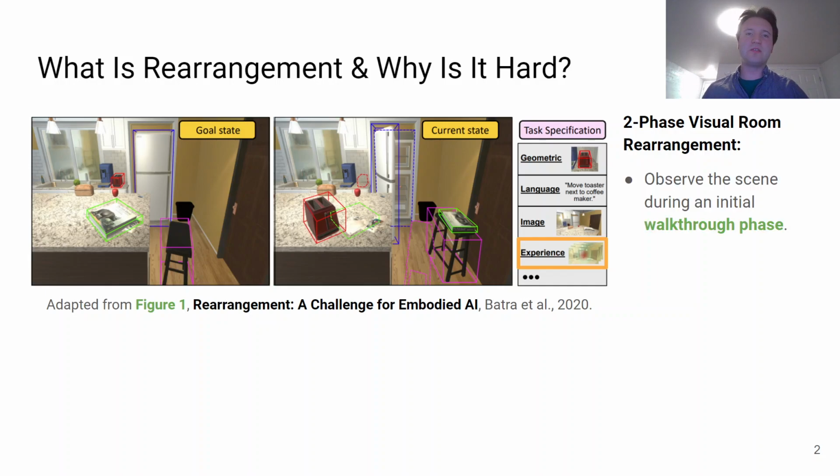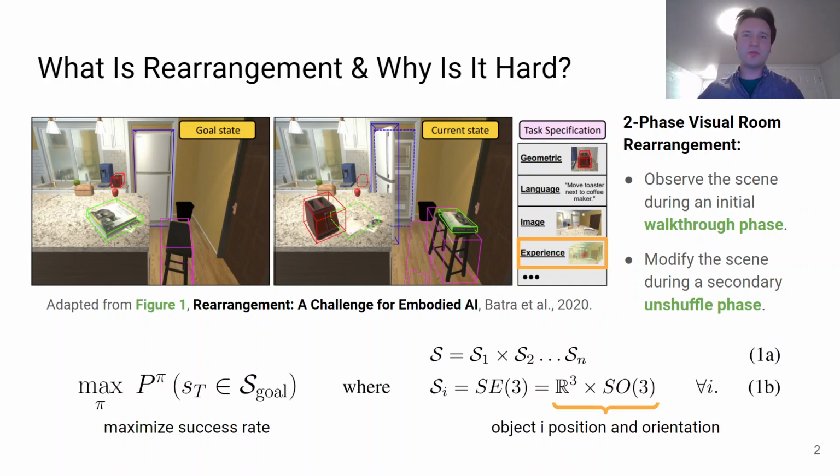scene in its goal state during an initial walkthrough phase, and the agent is then placed in a new scene where up to 5 objects are moved, and the agent should modify the scene to match the goal state observed during the walkthrough phase. The agent's goal during this secondary phase is to maximize its success rate, defined as the success rate that the agent successfully rearranges every object in the scene to a desired pose.